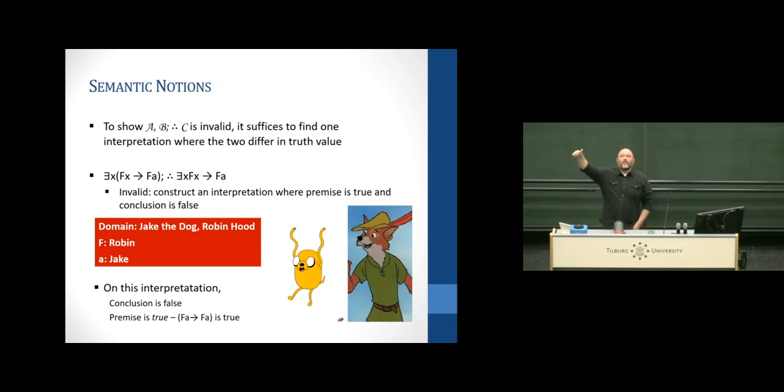What happens if we plug in Jake? What's the truth value of our antecedent if we plug in Jake for X? It's going to be false, right? It's going to be false because Jake's not in the extension of the F's. And what happens with a conditional with a false antecedent? What's the truth value of a conditional where the antecedent is false? Always true. It's always true. So who is it that makes the premise true? It ain't Robin, it's Jake.